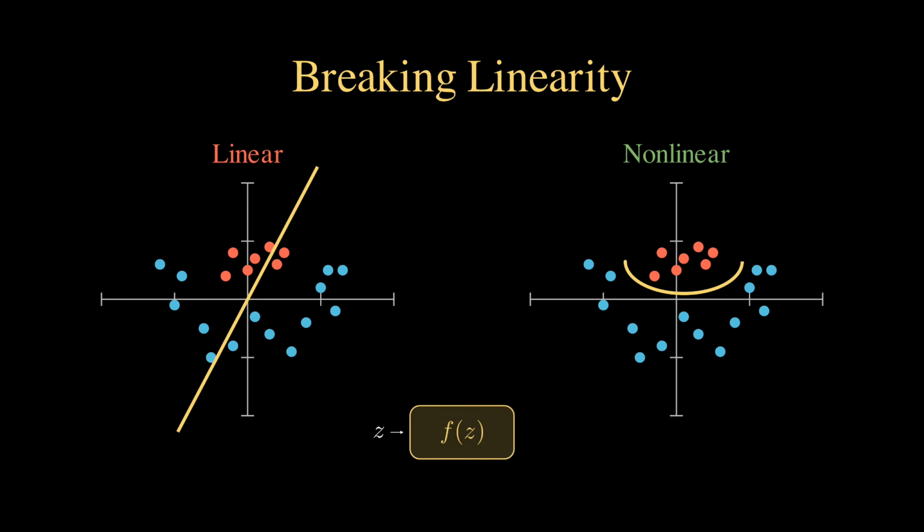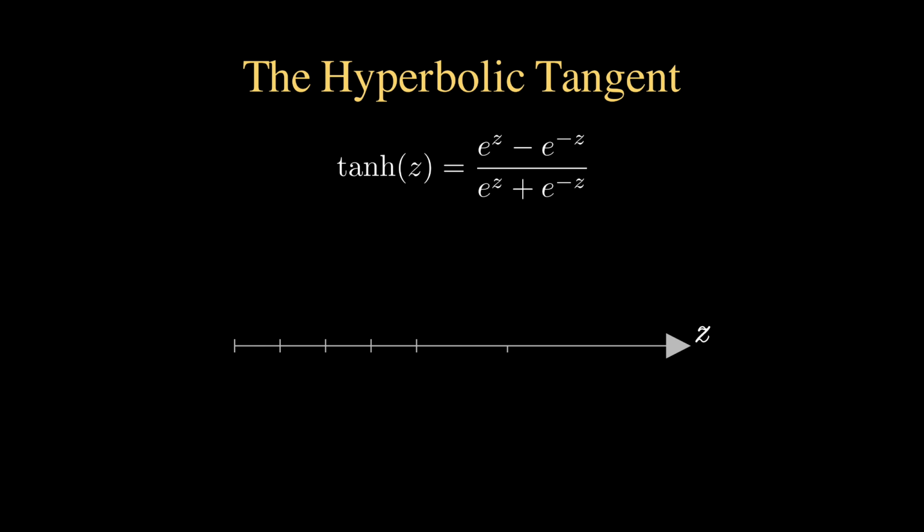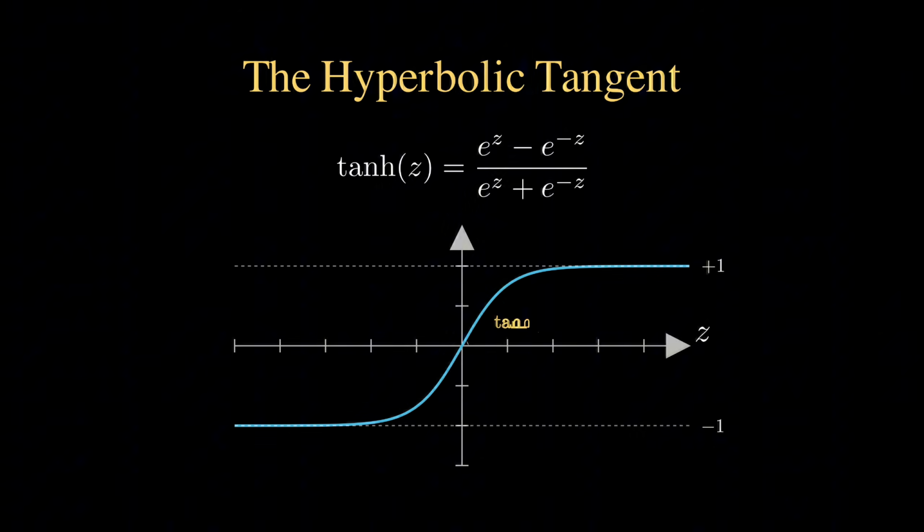A small nonlinear function f of z applied after each layer that lets the network learn these curved decision boundaries. Let's start with one of the classic choices, the hyperbolic tangent. Its formula maps any input to a value between -1 and +1 with a smooth S-shaped curve passing through the origin. That zero-centered output is actually a nice property.